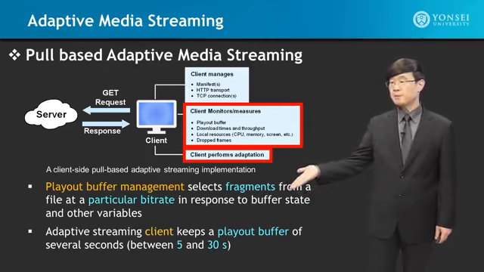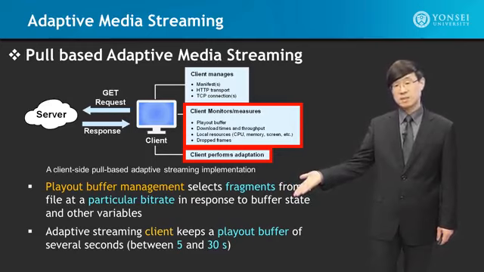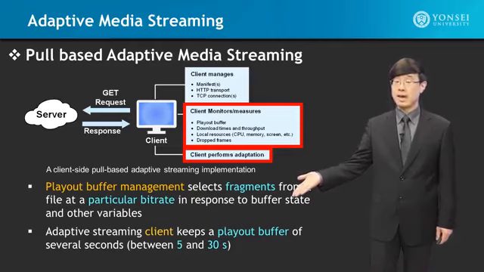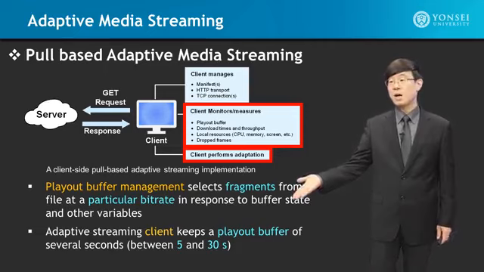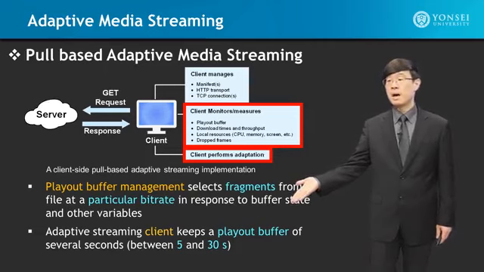Then, the adaptive streaming client keeps a playout buffer of several seconds saved, and it wants to maintain this level in a stable way, because if this is maintained stable, then the network is going to be used very efficiently. How much does it try to keep? About 5 to 30 seconds of video playing time.